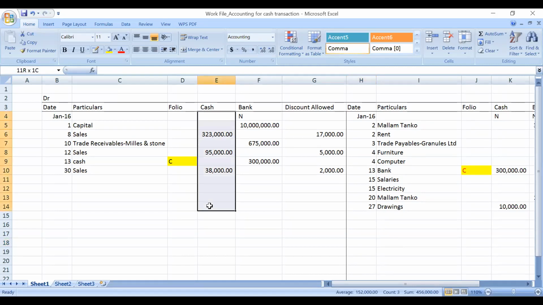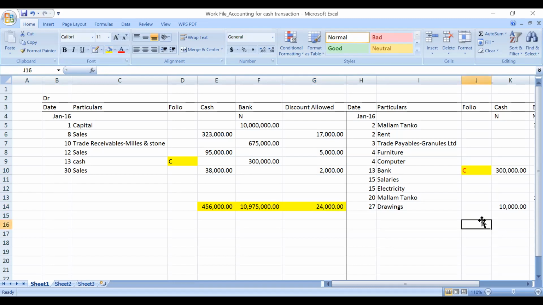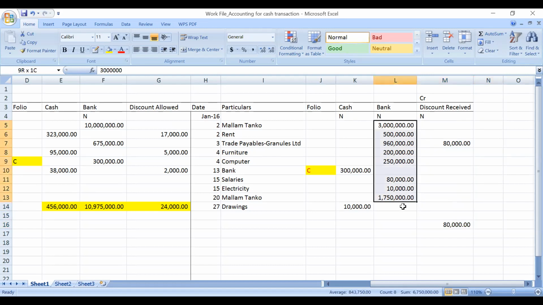So let me just do this. This is the total of the cash. Do this as well. We have this. And you know that the two sides must be the same, but that will not be for the discount. Let me put it here. Hold on, let me check. Let me do it very easy for you. So what you are going to do now is add this up. You know how we do the balancing.